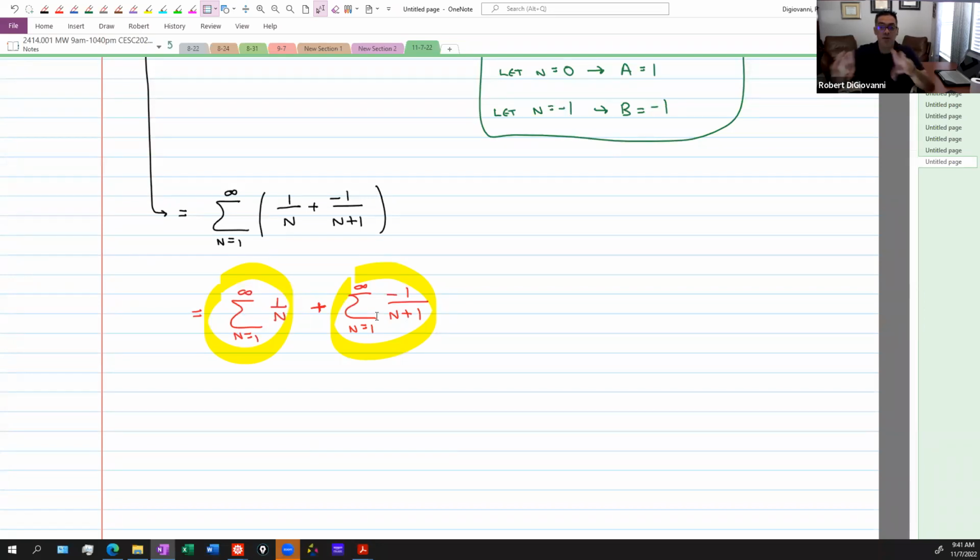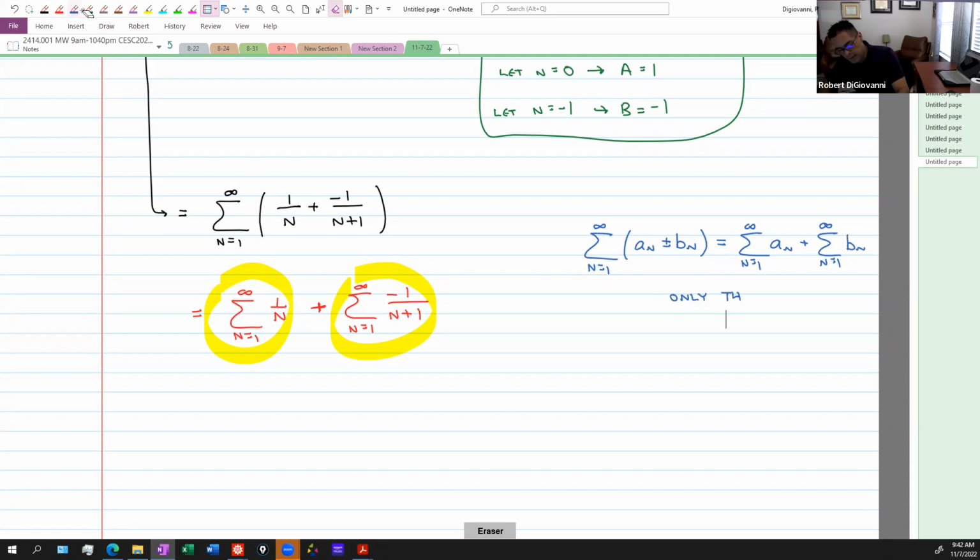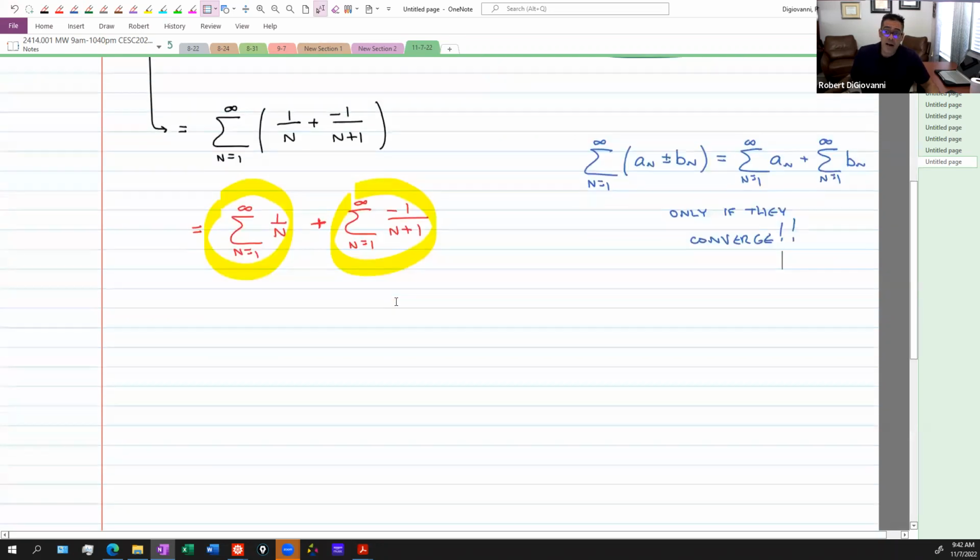And they both diverge. You can never break up a series into two pieces if they diverge. You can only break them up if they converge. So that algebra that we just did is not allowed, all right? So I guess what I'm saying is this: the sum from n equals 1 to infinity of a sub n plus or minus b sub n is only equal to the sum of the two separate sums if they converge. If they diverge, you're not allowed to split it up. So for us, we can't split this up, all right? We're not allowed to do this.